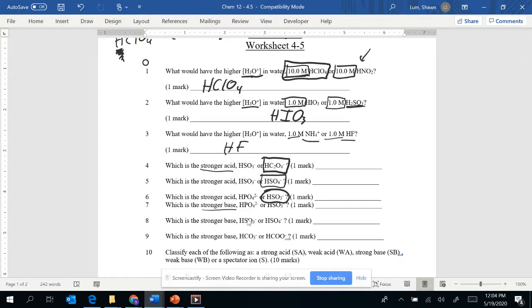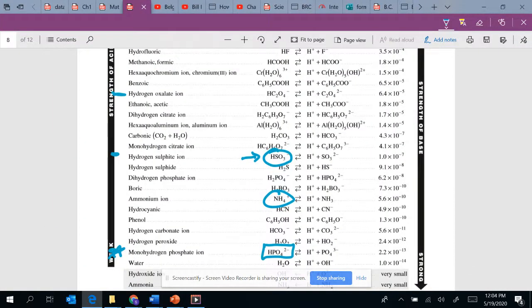Now, here's the next one right here. It says the stronger base. And it says HPO4 and HSO3. And a lot of people are just going to circle this one right away. But let's take a look first. So we're at HPO4 and HSO3 minus. So first, we're going to pull this thing up. We're going to erase all this stuff out.